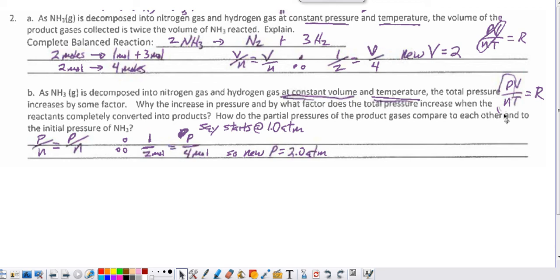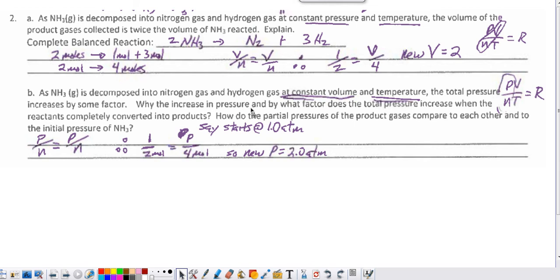But if you put more gas into a fixed container, the pressure builds in the container. If you put more gas in, it continues to build, and eventually the pressure is too great and the container explodes, which is not a good day. We're supposed to explain why there would be an increase in pressure by a factor.